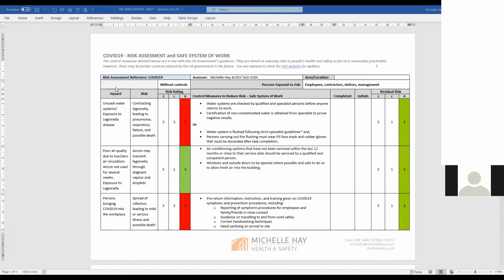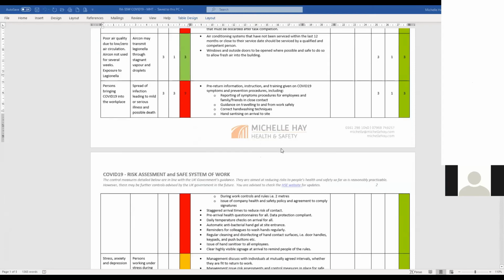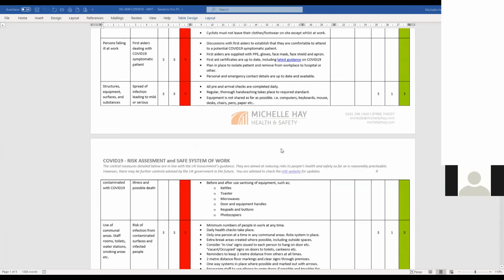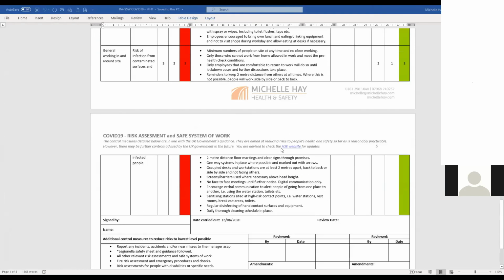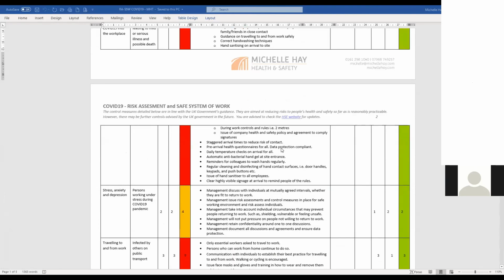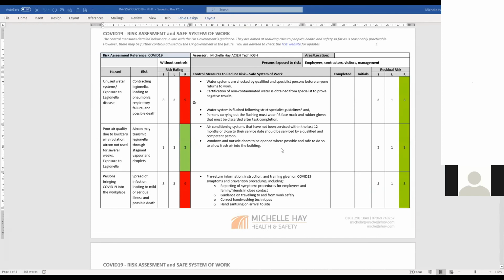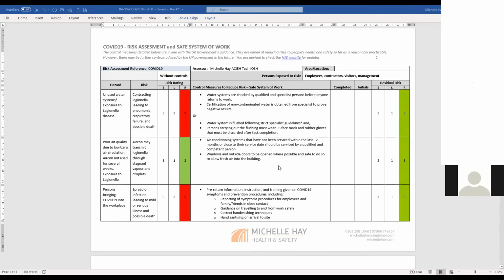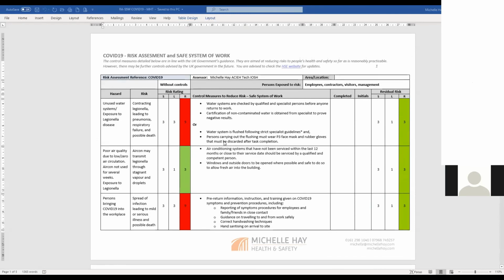Okay, so again, you've got these headings. So hazards, what are the hazards? I'm not going to go through all these because this is obviously quite a big document now, and I'm still adding to it. But I just want to give you an example of what might be included in a COVID-19 risk assessment. So if you look at the hazard, I've talked about this before: unused water systems and exposure to Legionella. So what is the risk?